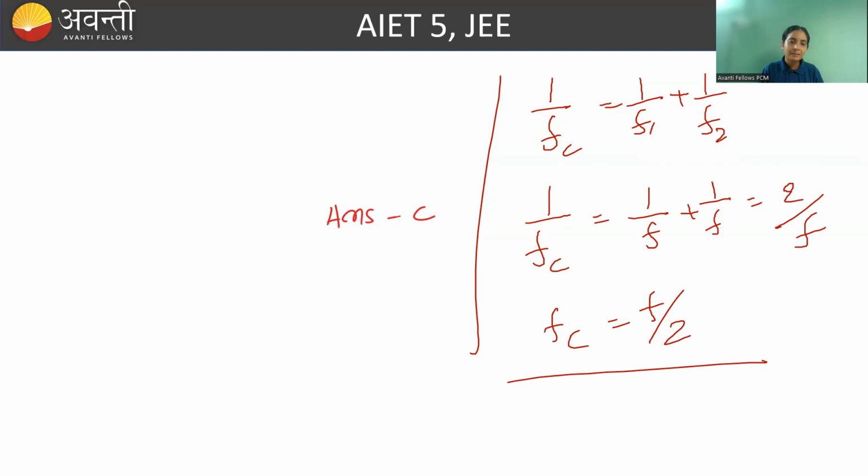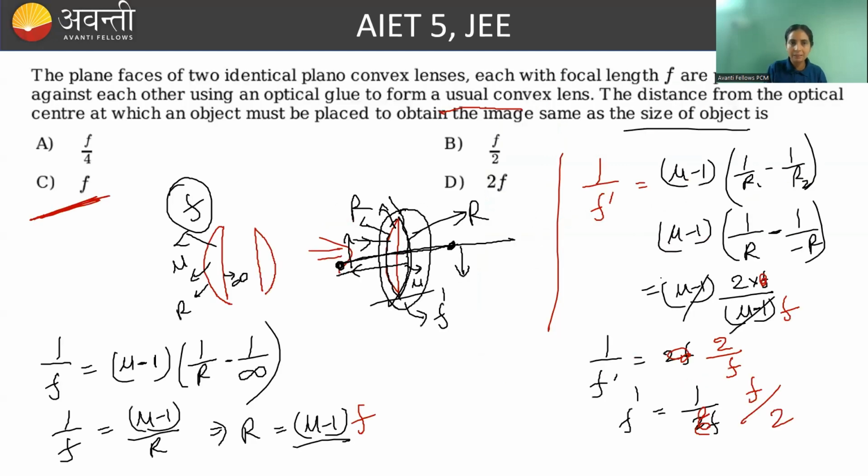Okay? And it was not written in the question that it is a thin lens, that is why I went through that. But again, we can consider that, because it is said that it is forming a usual convex lens, and in a usual convex lens the thickness will be very little, and that is why we can assume this to be a thin lens. And if we are combining two thin lenses, we can calculate the focal length like this.